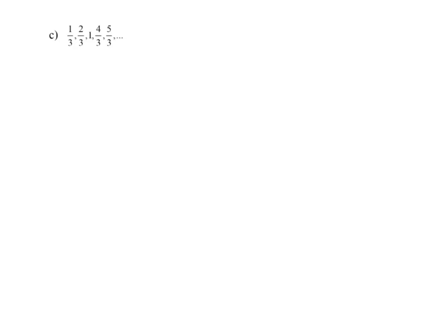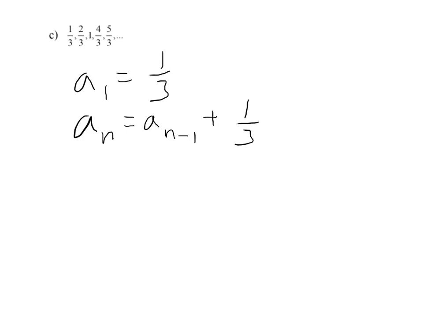So here's the last one, with fractions. For the recursive formula, you'd write the first term, and then to get the next term, we take the last term, a sub n minus 1, and we add 1/3 to it. It's just a matter of circumstance or chance that those are the same numbers. It isn't often the same number.